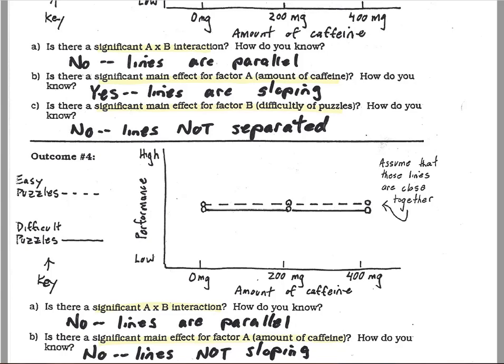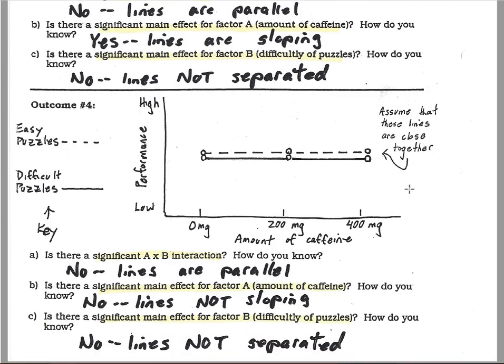Well, what about difficulty of puzzles? Is there a significant main effect for factor B, difficulty of puzzles? No. How do you know? Because the lines are not separated. I notice I added a note there. Assume that these lines are close together. I don't have a main effect for difficulty of puzzles because the lines are not separated. Okay, that is the kind of thing that I want you to be able to do.